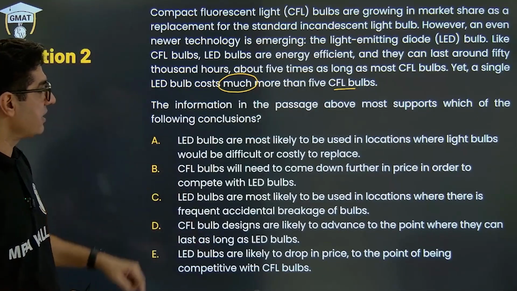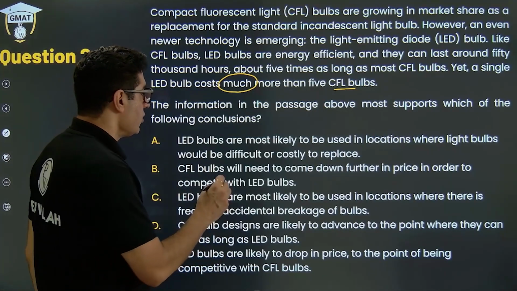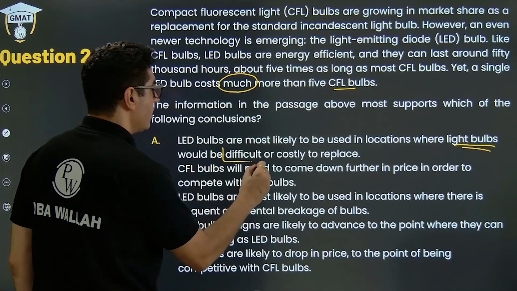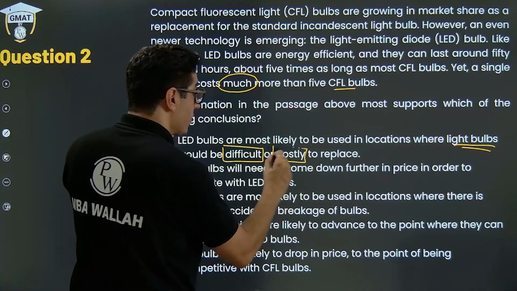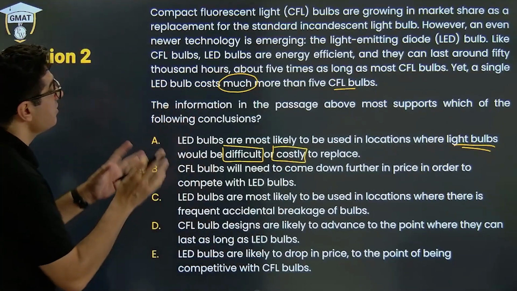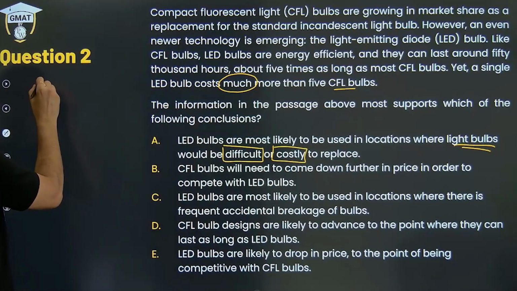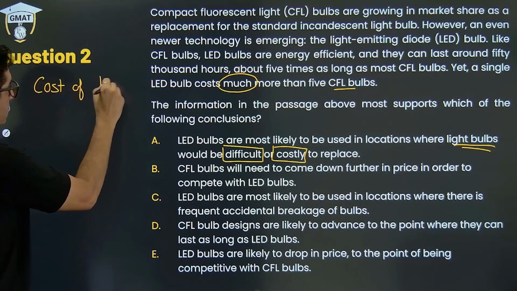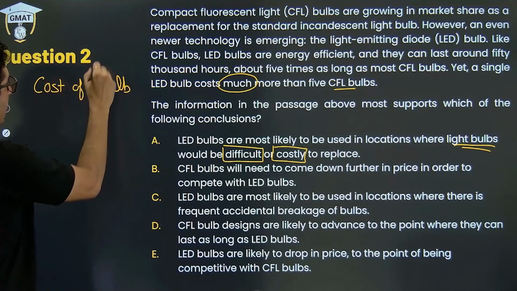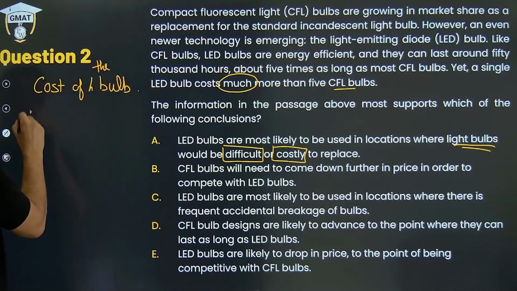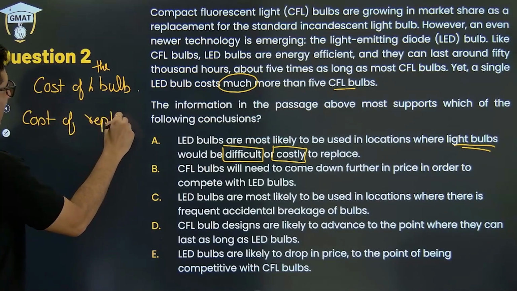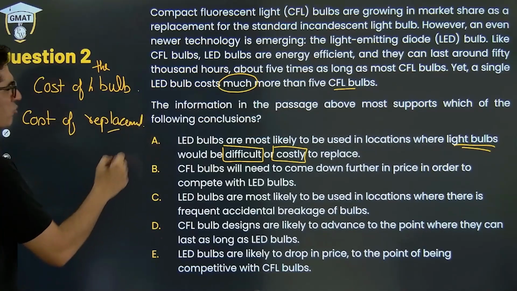But here it says that there are some locations where it is difficult for you to replace a light bulb or it is costly to replace. So look, if we buy a bulb and install it anywhere, there are two costs involved, right? One is the cost of the bulb, and the other is your cost of replacement. Now in most cases the replacement cost is nothing.